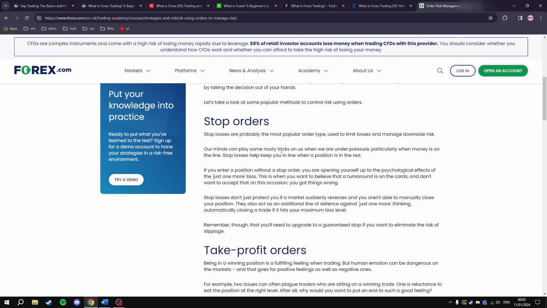If you enter a position without a stop order, you are opening yourself up to the psychological effects of the just one more bias. This is when you want to believe that a turnaround is on the cards and don't want to accept that on this occasion you got things wrong. True. Stop losses don't just protect you if the market suddenly reverses and you aren't able to manually close your position. They also act as an additional line of defense against the just one more thinking, automatically closing a trade if it hits your maximum loss level.